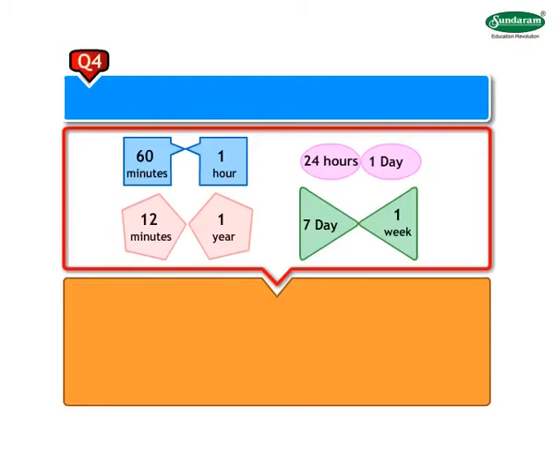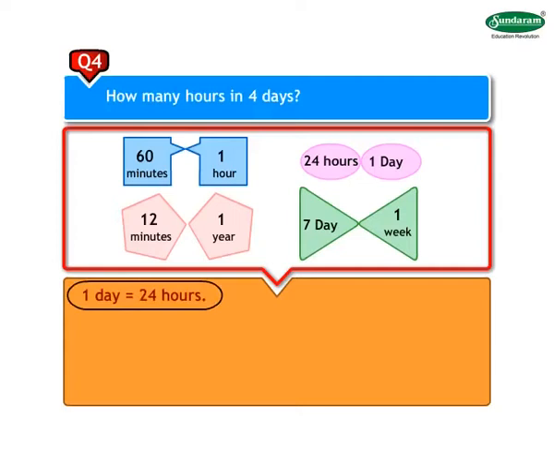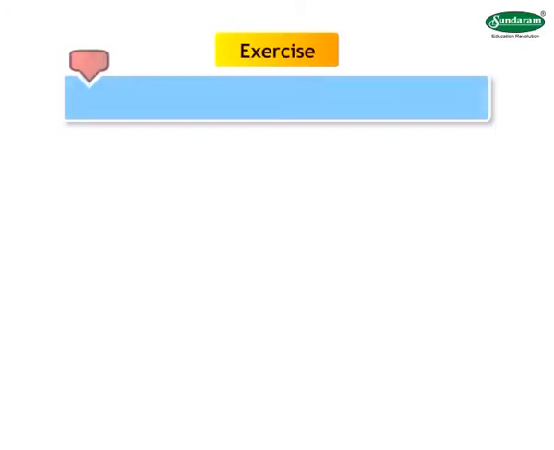Question 4. How many hours are there in 4 days? We know that one day is equal to 24 hours. Therefore, 4 days is equal to 4 multiplied by 24 is equal to 96 hours. We will now solve the exercise from page number 40. Question 1. Write the answers.